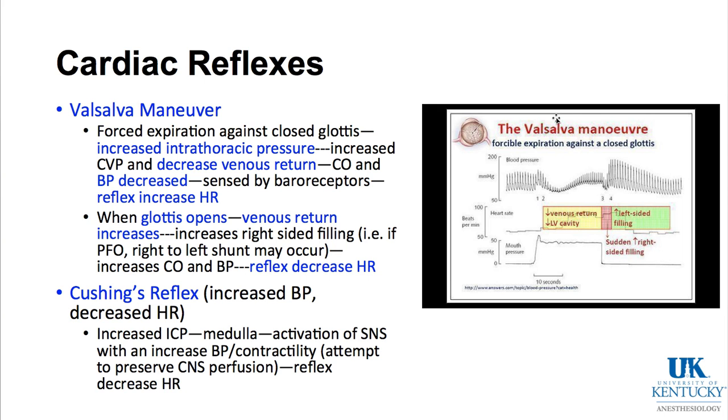When we open the glottis and reduce intrathoracic pressure, suddenly as intrathoracic pressure goes back to normal, venous return goes up dramatically to the heart, and the right-sided filling occurs. And if there's a PFO, the right-sided pressures exceed the left-sided pressures for a short period of time, and you can see right to left transmission of bubbles that are often injected at the same time.